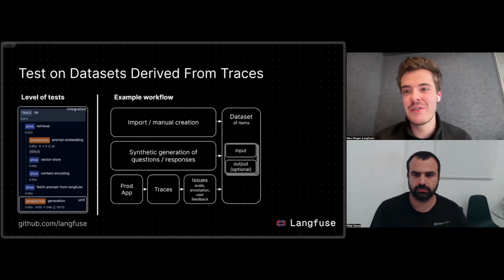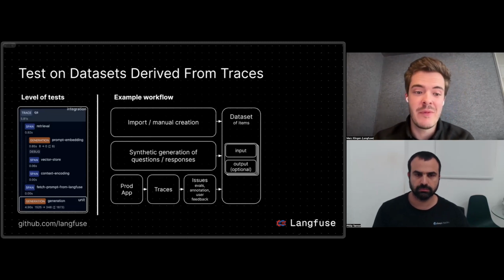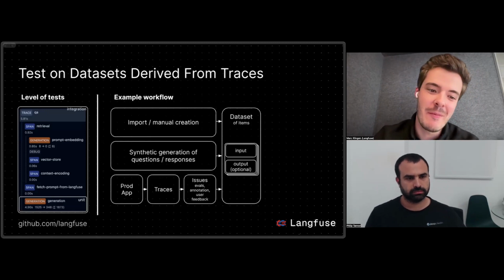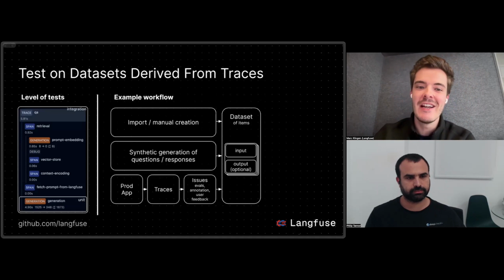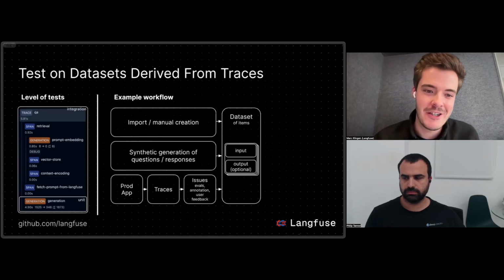Then it's interesting to synthetically generate questions and responses, or questions and then manually check for responses. And also from production, if you have a production app with traces and you are able to identify issues in prod, so edge cases that you didn't plan for, based on evals, annotations, or user feedback, you can continuously add them to a dataset as well to get better at mirroring what's actually happening in production.